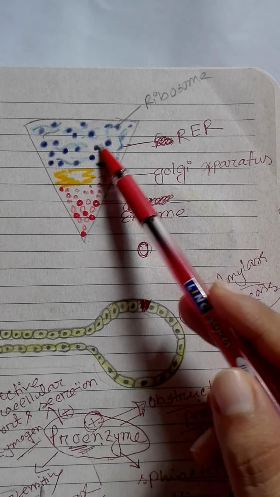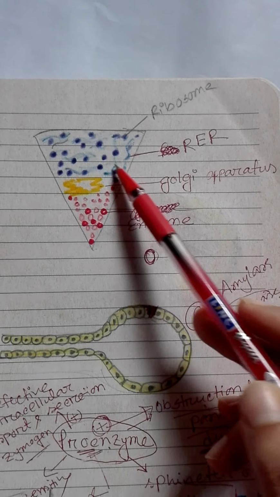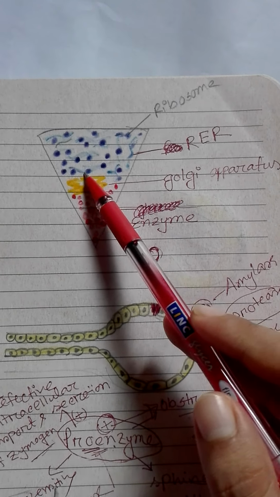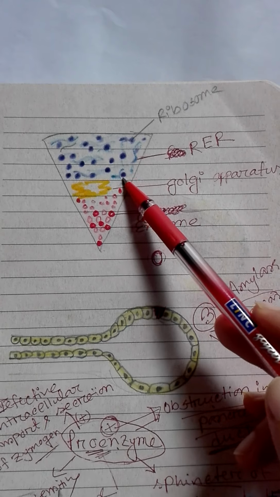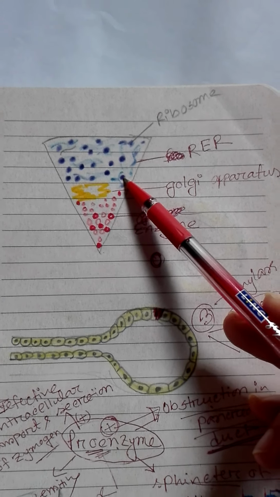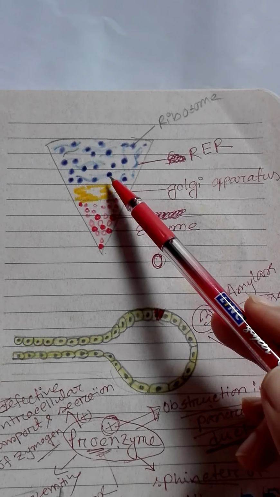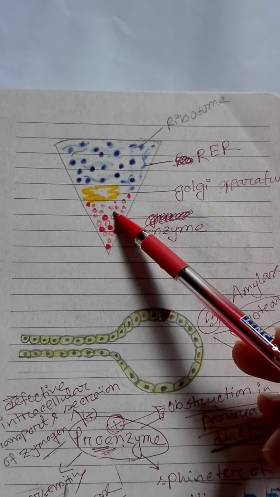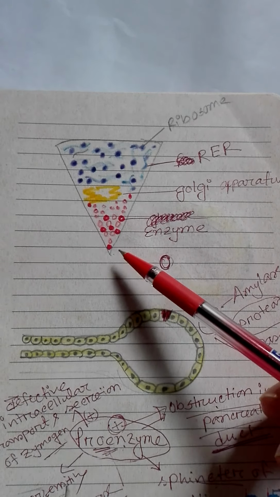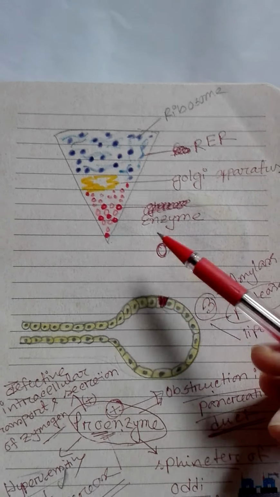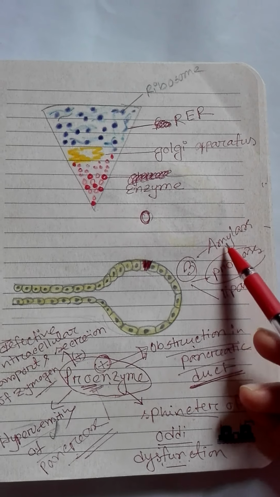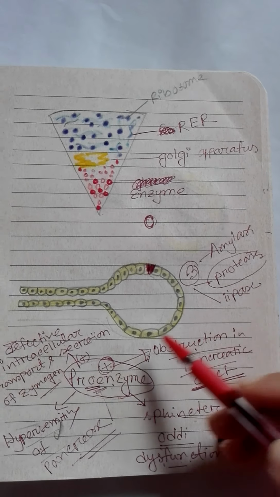The dark color is ribosome, and this is the endoplasmic reticulum, the rough endoplasmic reticulum. In the ribosome the enzyme is produced and stored in the Golgi apparatus. Then this enzyme is secreted in a membrane. As we know, the pancreas secretes three enzymes: amylase, protease and lipase.